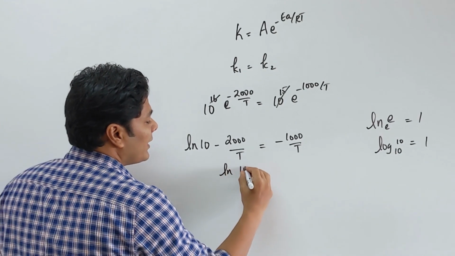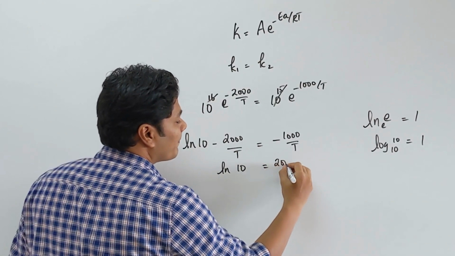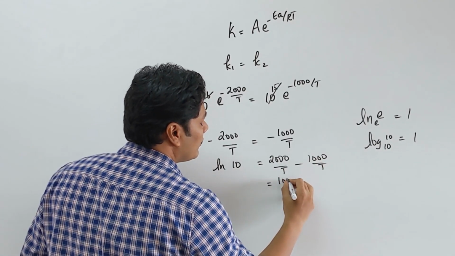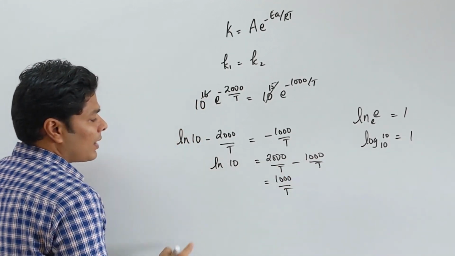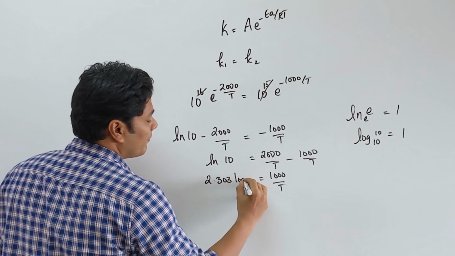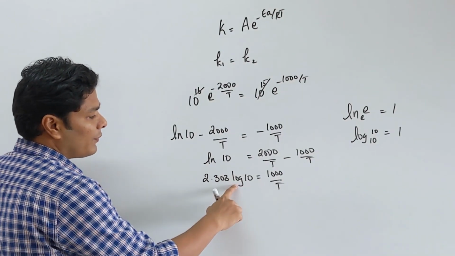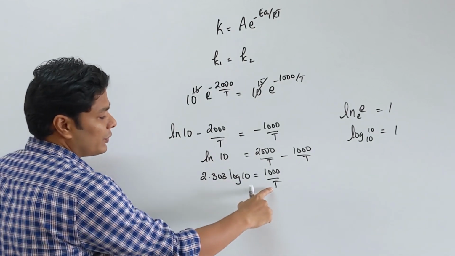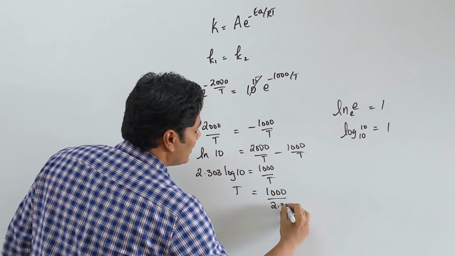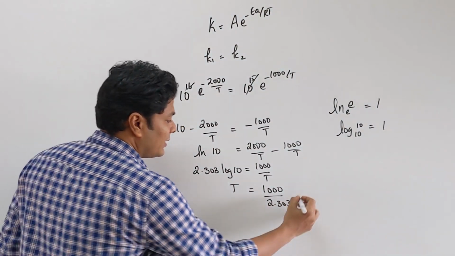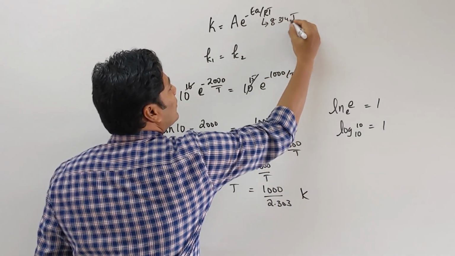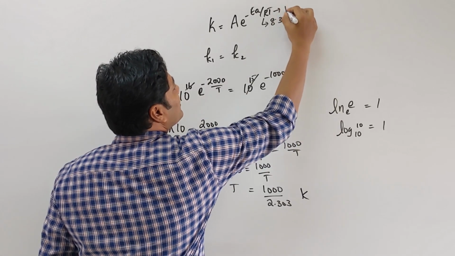So that tells you ln of 10 equals, this goes to the other side, 2000 by T minus 1000 by T, that is going to be equal to 1000 by T. Ln of 10 can be written as 2.303 log of 10. Log of 10 is 1. So we can write T equals 1000 by 2.303. Now obviously this is in Kelvins because R is always 8.314 joule per mole Kelvin and temperature is in Kelvin.